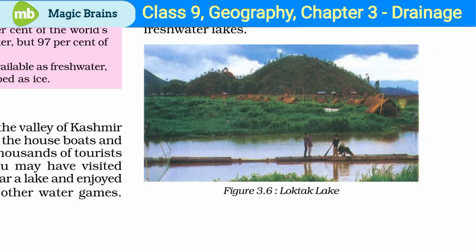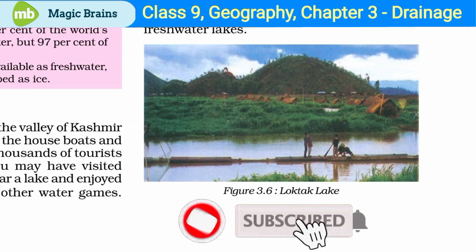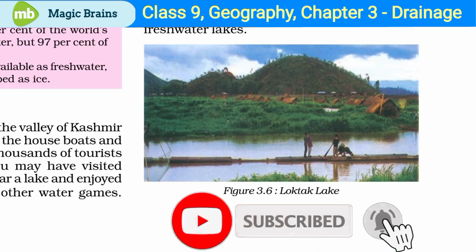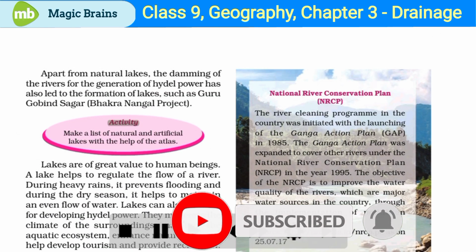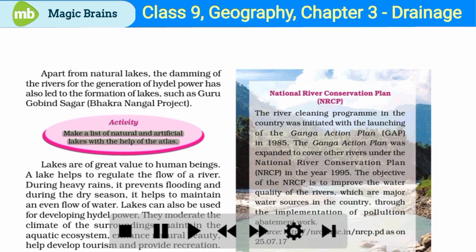Figure 3.6. Given here is a picture of Loktak Lake. Page 23. Activity is given here. Make a list of natural and artificial lakes with the help of the atlas.